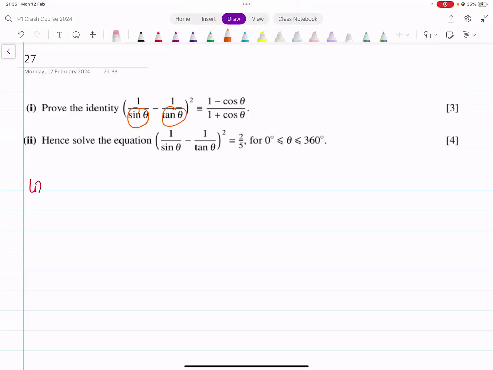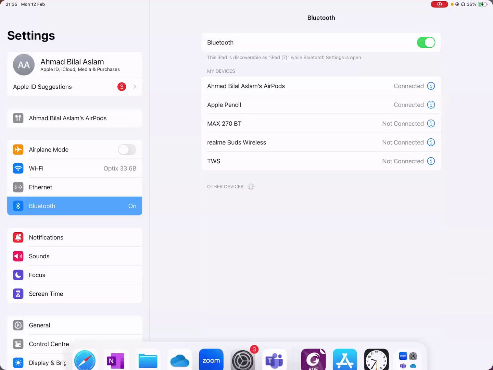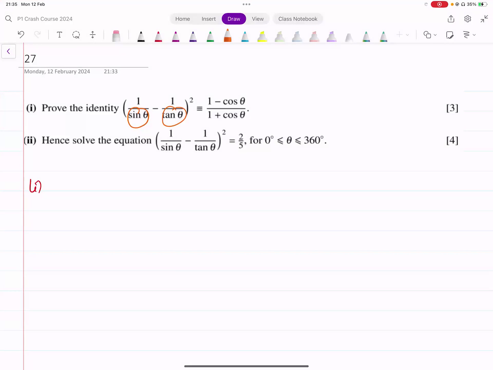Okay, I think just skip a minute. My AirPods are again disconnected. Can you hear me again? Yes, sir. Yes. Okay.